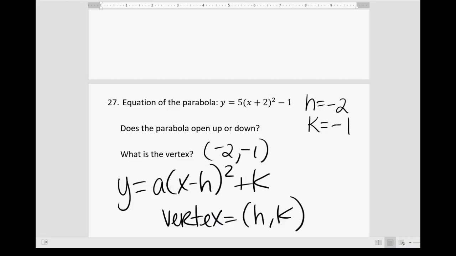Now, whether the parabola opens up or down is based on the a. So if a is positive, it opens up. If a is negative, it opens down. That's it. So since 5 is positive, it would be up.